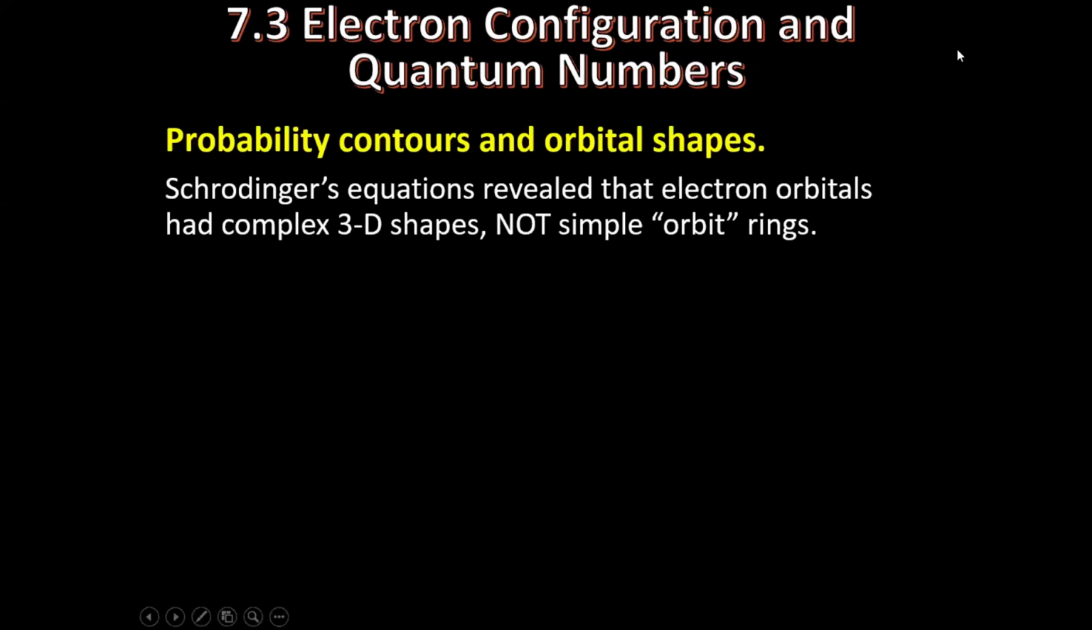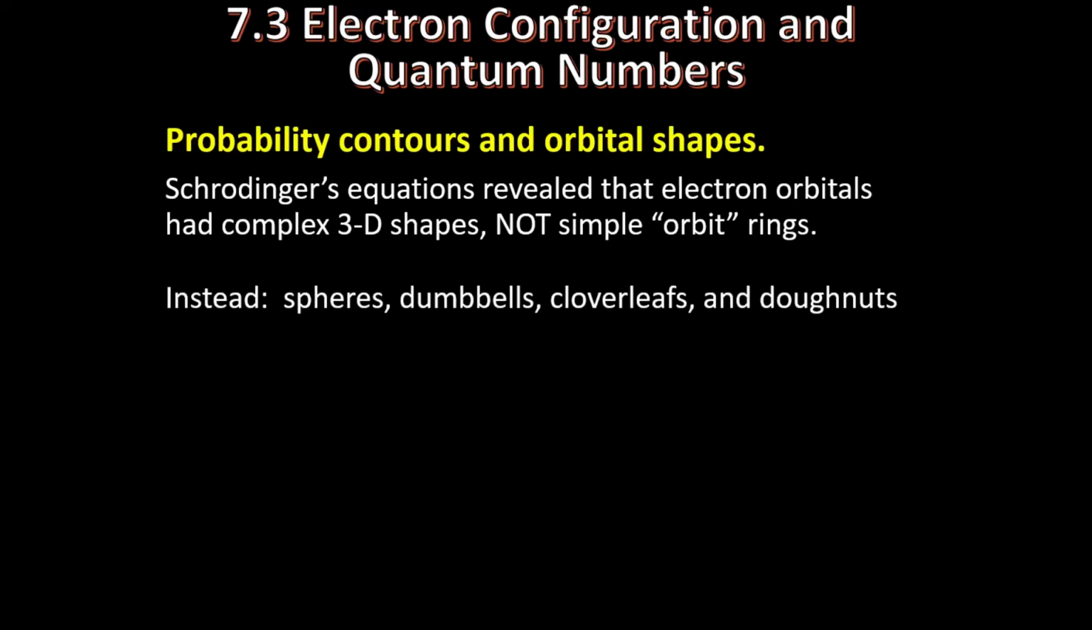Hello, we're going to start section 7.3, electron configuration and quantum numbers. By this time, according to Schrodinger's equations, the newest model of the atom had probability regions, not circular orbitals. These shapes looked odder than you can probably imagine. Not only were they not just little orbital rings, they're shapes like spheres, dumbbells, clover leaves, and donuts. And even beyond that, there are more lobed figures that I don't even know what they're called.